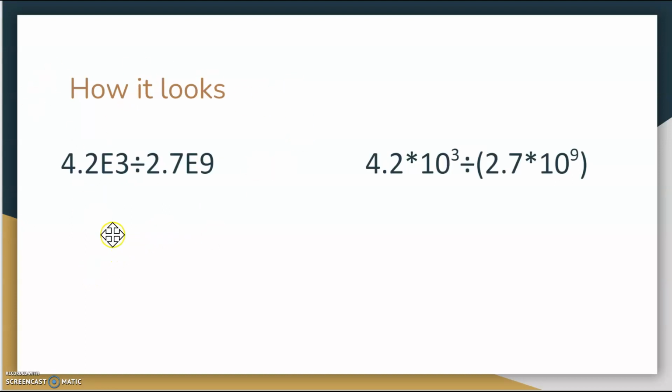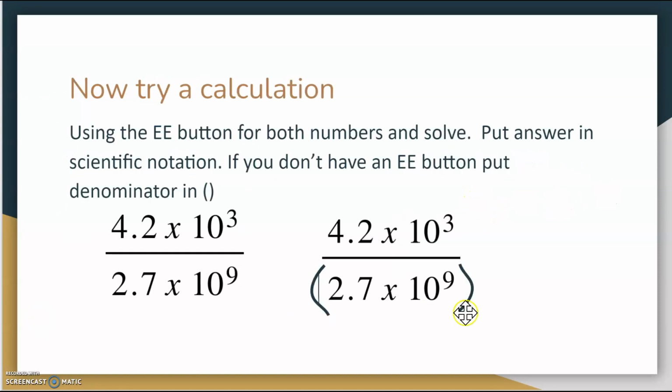If you have the EE button, you would push in 4.2, and then you might have to push the second EE button, and on your calculator it will look like an E, 3, divided by 2.7, E to the 9th, and you'll get your answer. If you don't have the EE button, then you're going to have to put the second number in parentheses. So I have to put this number in parentheses.